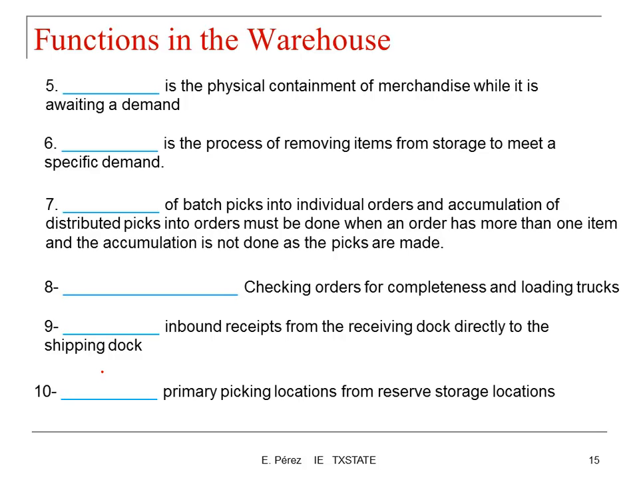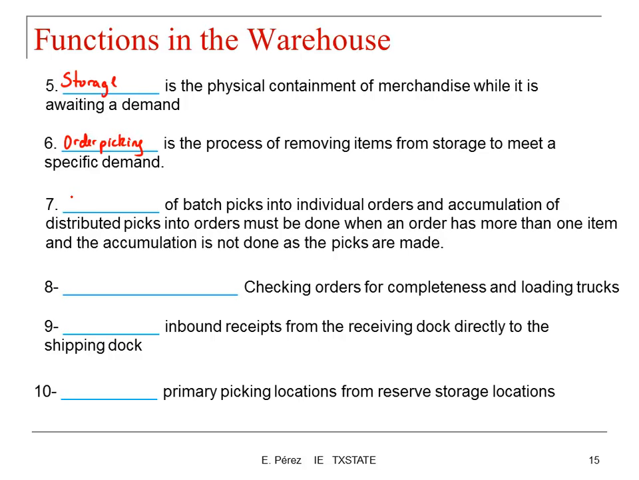Number 5 is storage. It is the physical containment of merchandise while it is waiting for the demand. Number 6, order picking, which is the process of removing items from storage to meet a specified demand. And we talked about this a few minutes ago.